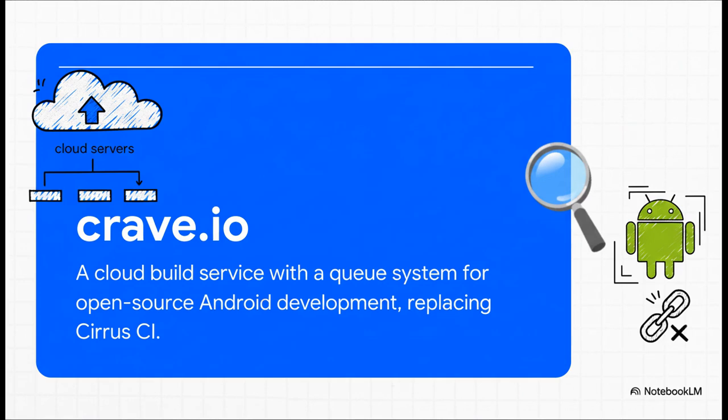And that is where Crave.io comes in to save the day. Just think of it as your own personal, super powerful build server that lives in the cloud, ready whenever you need it. It's totally free, it's designed for open source devs, and it's become so important to the community, especially after other services that people used to rely on went away.